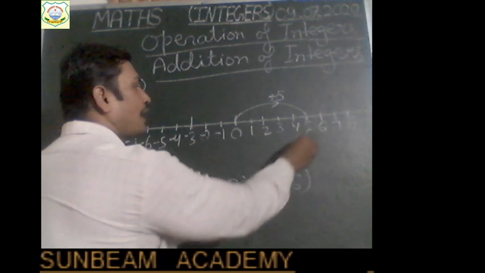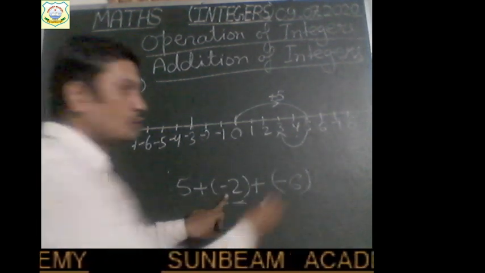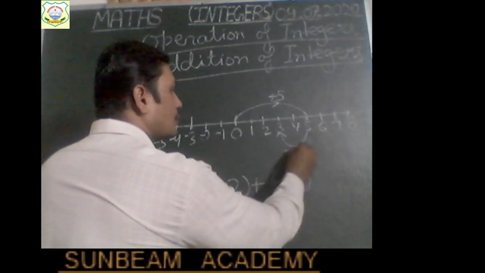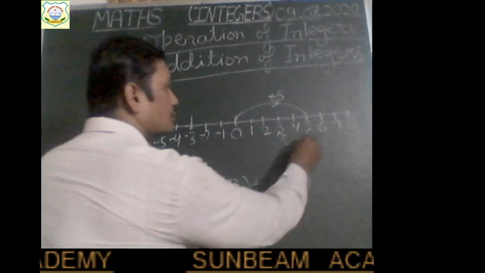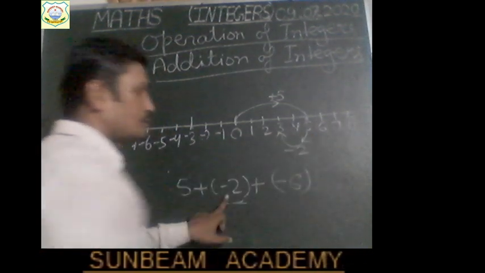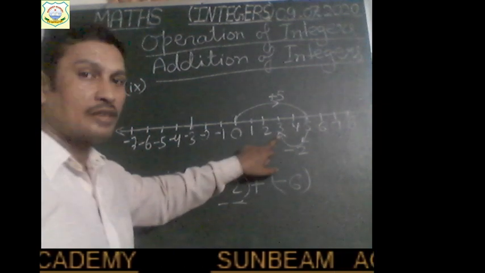So move from 5 to 3. After 2 steps in the backward direction, you will reach 3. So write it here minus 2 and show the direction. Right, children? Now you are on 3.